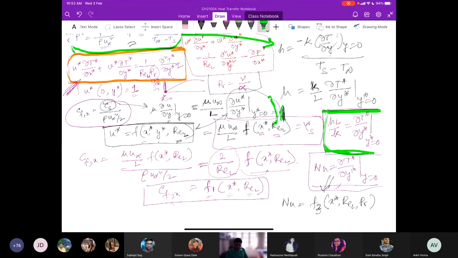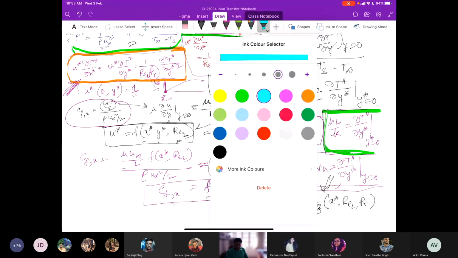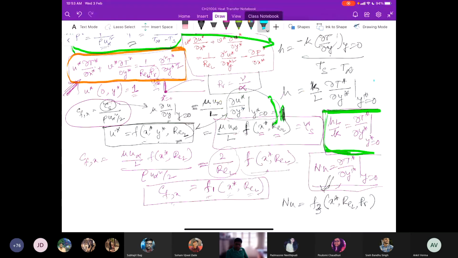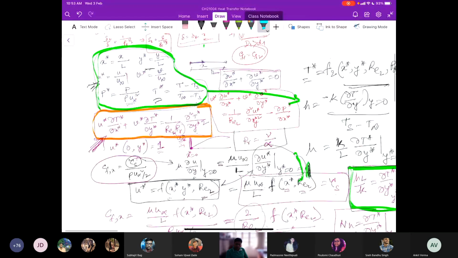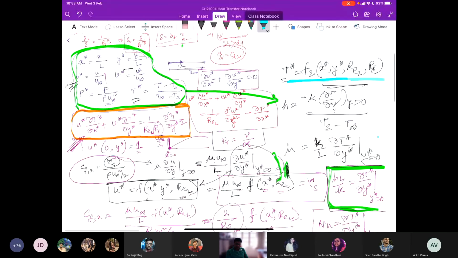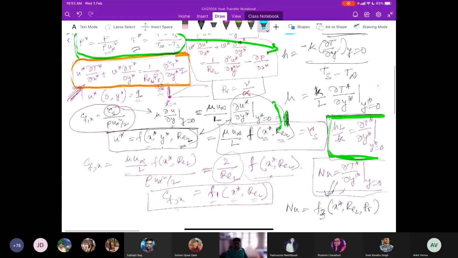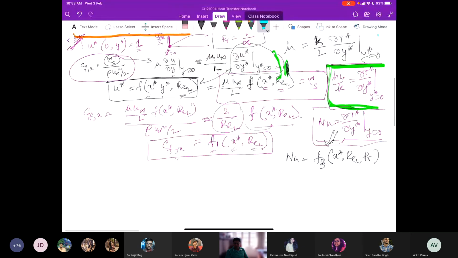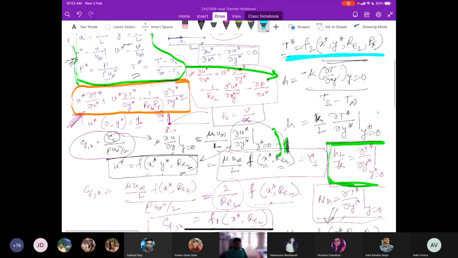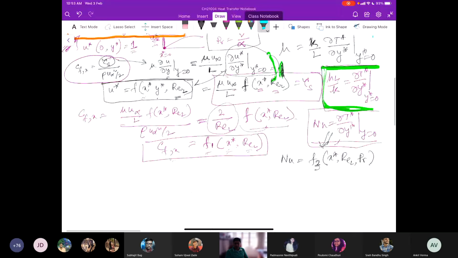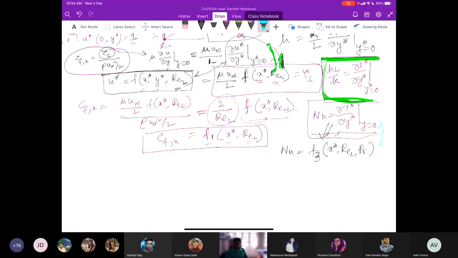See, those who didn't get it. The point is, we know that the non-dimensional temperature is a function of this. So when we take its gradient at y equals 0, quite naturally it would be a function of X, Reynolds number and the Prandtl number. And its gradient is essentially a Nusselt number.